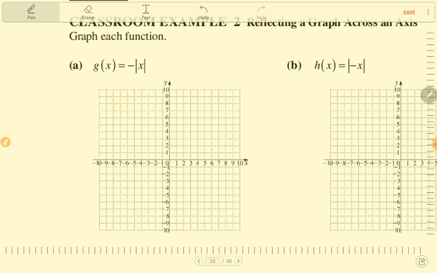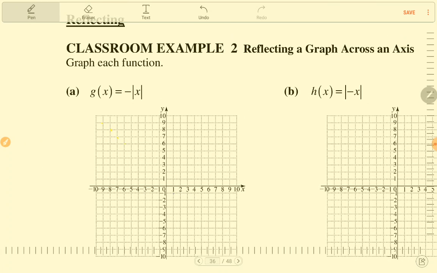And first example here, we have a transformation of the original parent function, the absolute value of x. The transformation is transformed because there is a negative coefficient in front of the function, or in front of what would be the parent function.